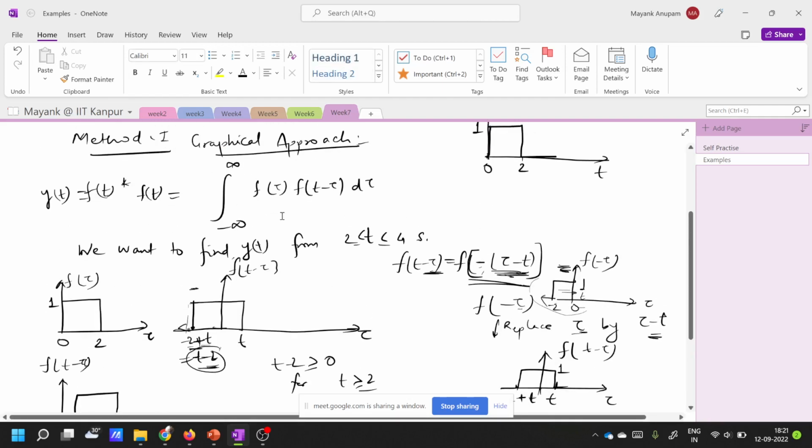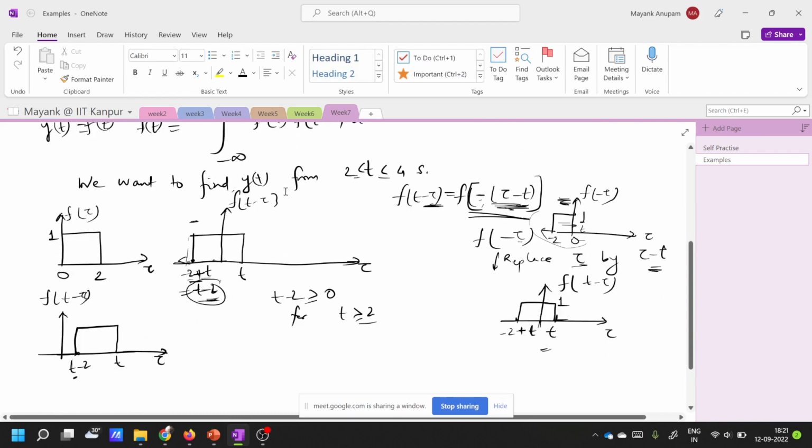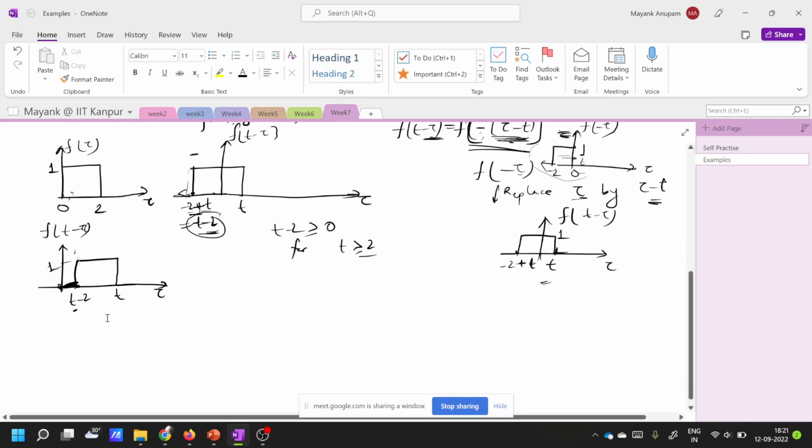Basically you have to multiply these two signals, f of t and f of t minus tau, and then integrate it. So you see f of tau multiplied with this. For up to t minus 2, f of t minus tau is 0, but this is non-zero here. But when you multiply both, overall this will become 0, right? Because this is being multiplied by a 0 quantity.